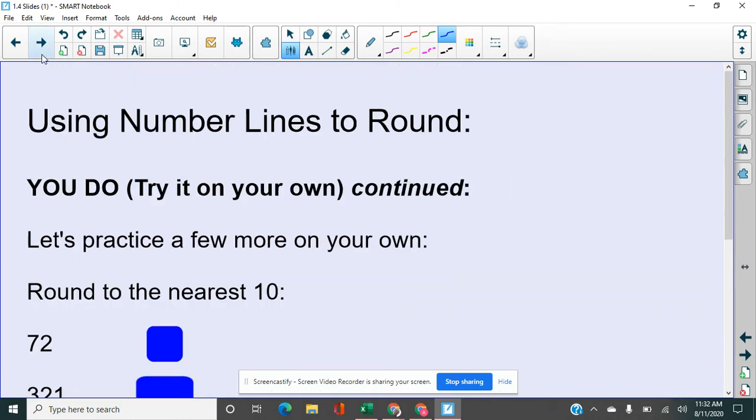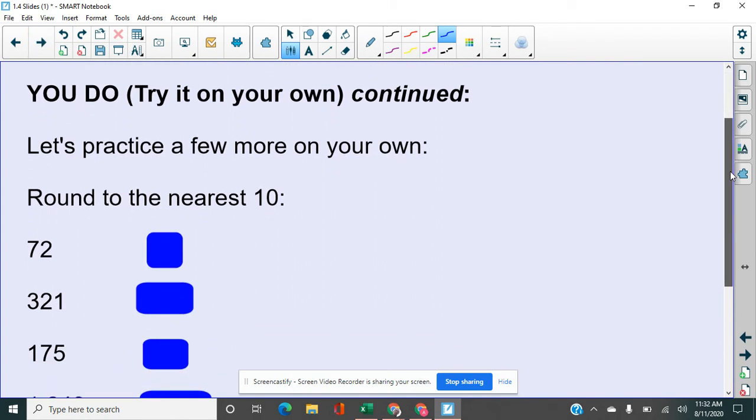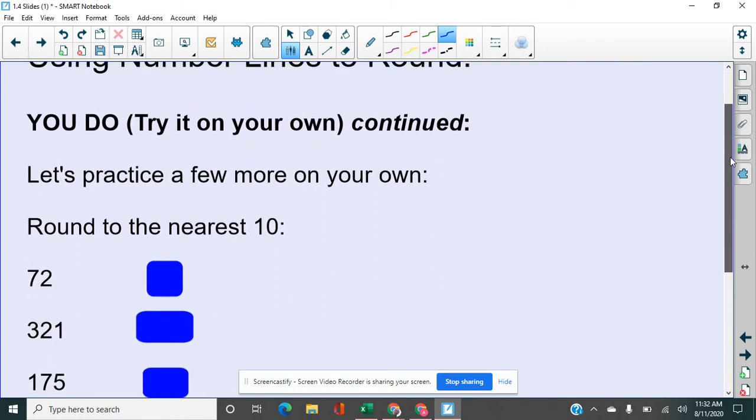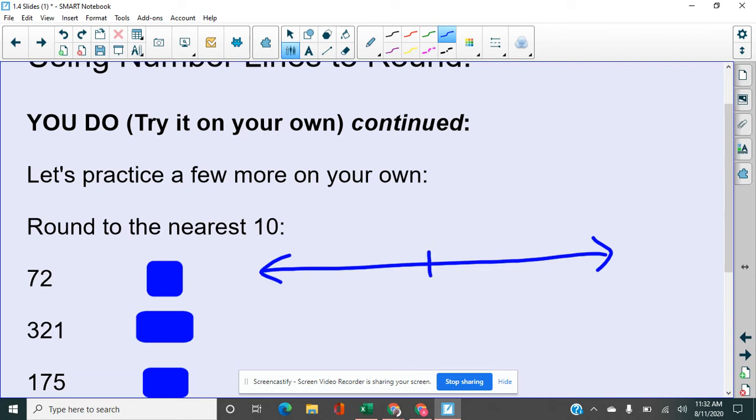All right, let's look at just a couple more. What do we do when there's no number line? Well, we draw one. And we know we're going to have a number here and here and here. So using a notebook or a separate sheet of paper will really help you.